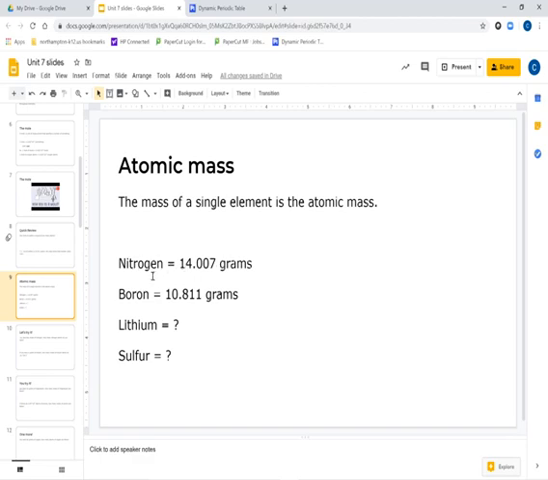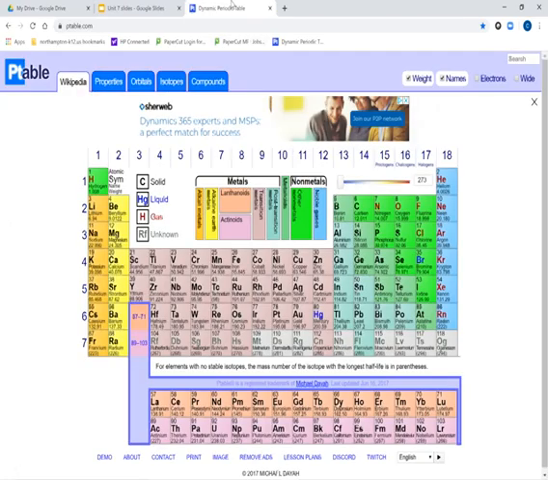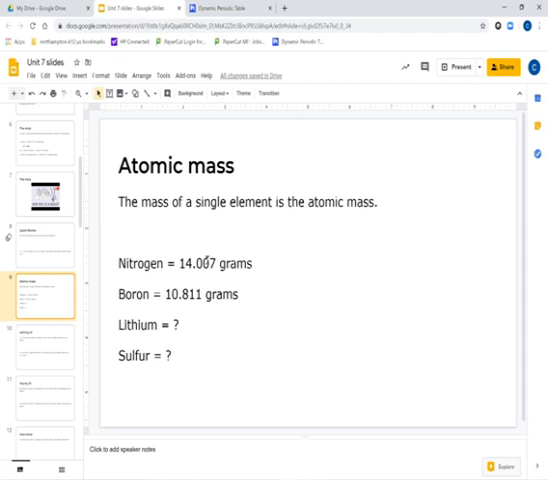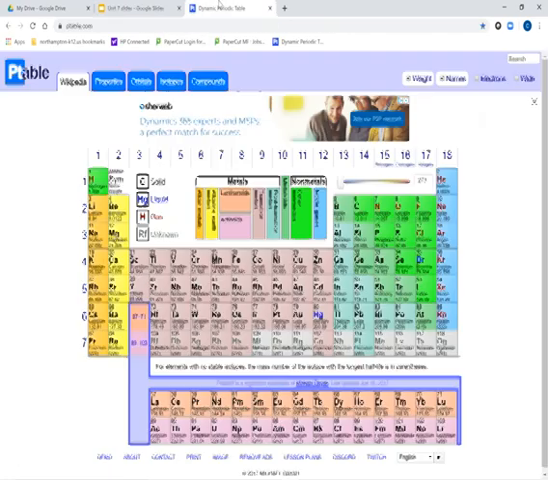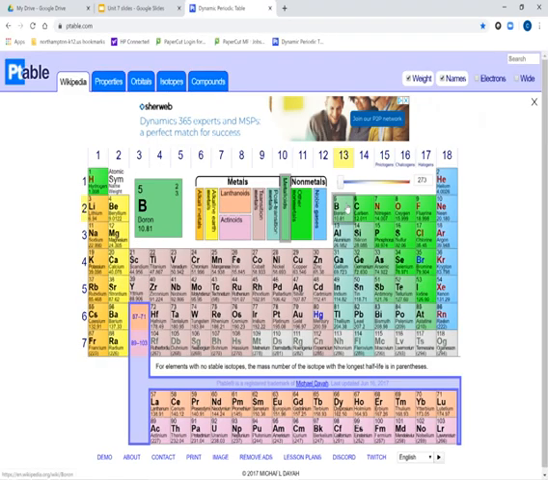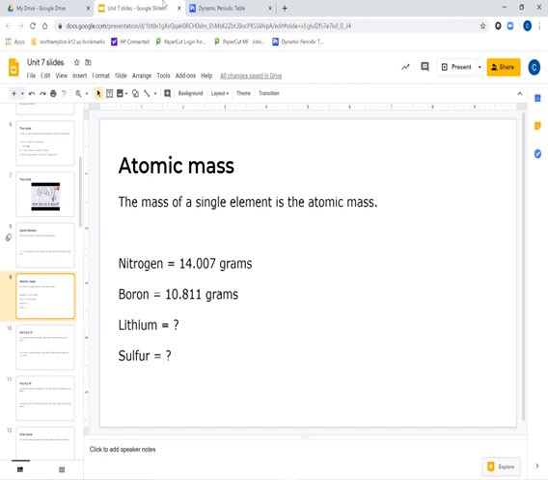So let's check nitrogen here. 14.007 grams. If we go to the periodic table, hey look, 14.007 AMU is what the atomic mass is. So when we convert it over to our mass in grams, 1 mole of it, 14.007. Boron, same thing, 10.811 grams, whereas boron on the table is 10.81. All right, we did lithium earlier. What about sulfur?